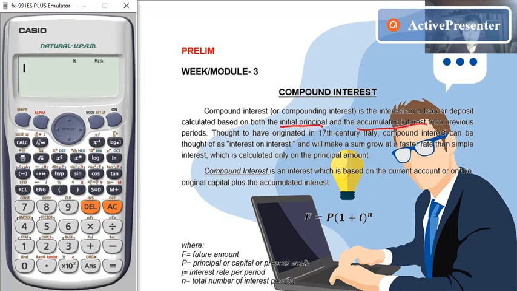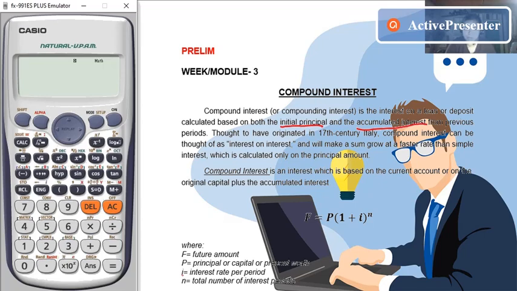So for the formula for our compound interest, we have F is equal to P times (1 plus i) raised to N, where ang atong F is the future amount, P is the principal or capital or the present worth, and i is the interest rate per period, and N is the total number of interest periods.